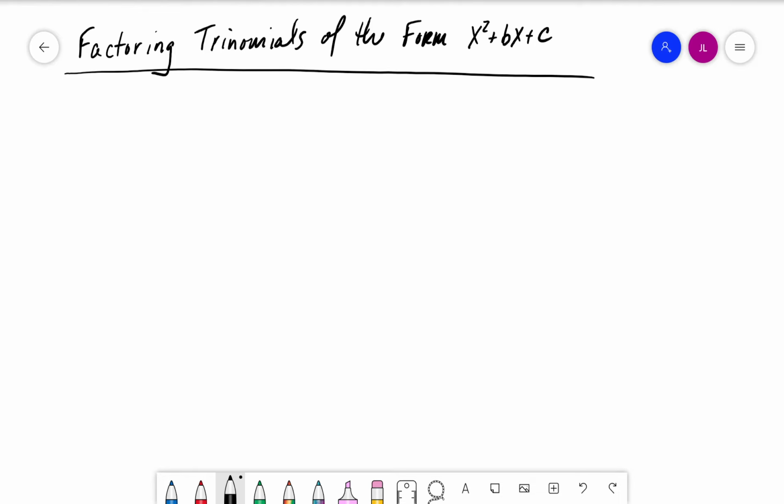Before, we've used factoring by grouping to look at four-term polynomials. Here we're going to look at how we factor trinomials. So if we had (x + 5)(x + 2) and we work this out, we get x squared plus 7x plus 10. We say that (x + 5)(x + 2) is a factored form of this polynomial.